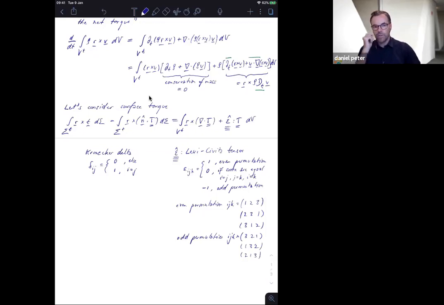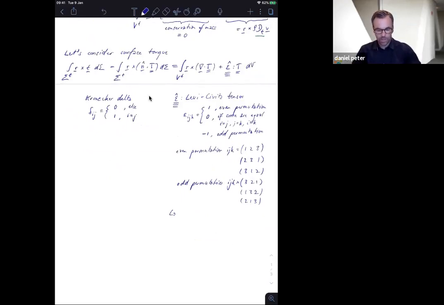So why do we introduce this Levi-Civita tensor? It's because the cross product can be written in a very convenient way with this tensor. So the cross product of two vectors u and v, if it is another vector, and we look at the i component of that vector, we can write this as our Levi-Civita tensor, epsilon ijk times uj times vk.